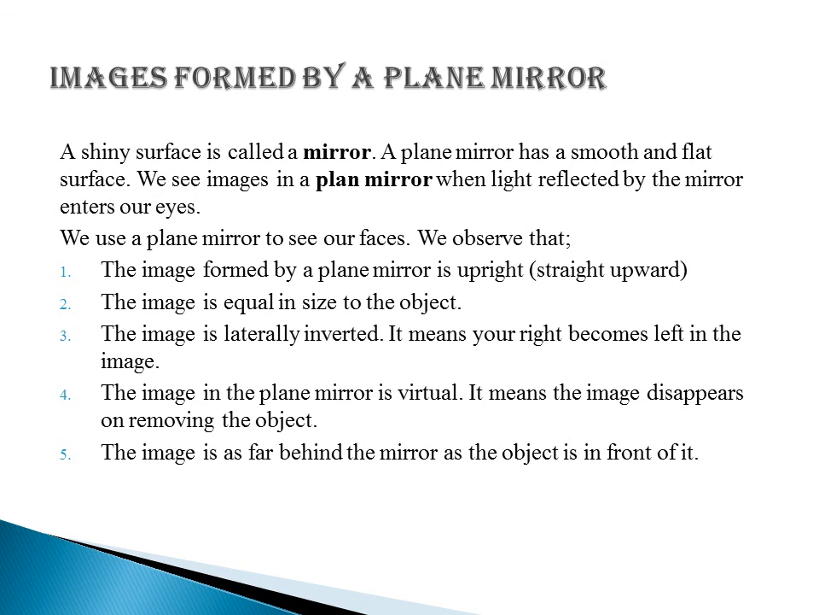It means your right becomes left in the image. When we see any image in the mirror, our left becomes right or right becomes left. The image in the plane mirror is virtual. It means the image disappears on removing the object. The image is as far behind the mirror as the object is in front of it. So these were the properties of images formed by a plane mirror.